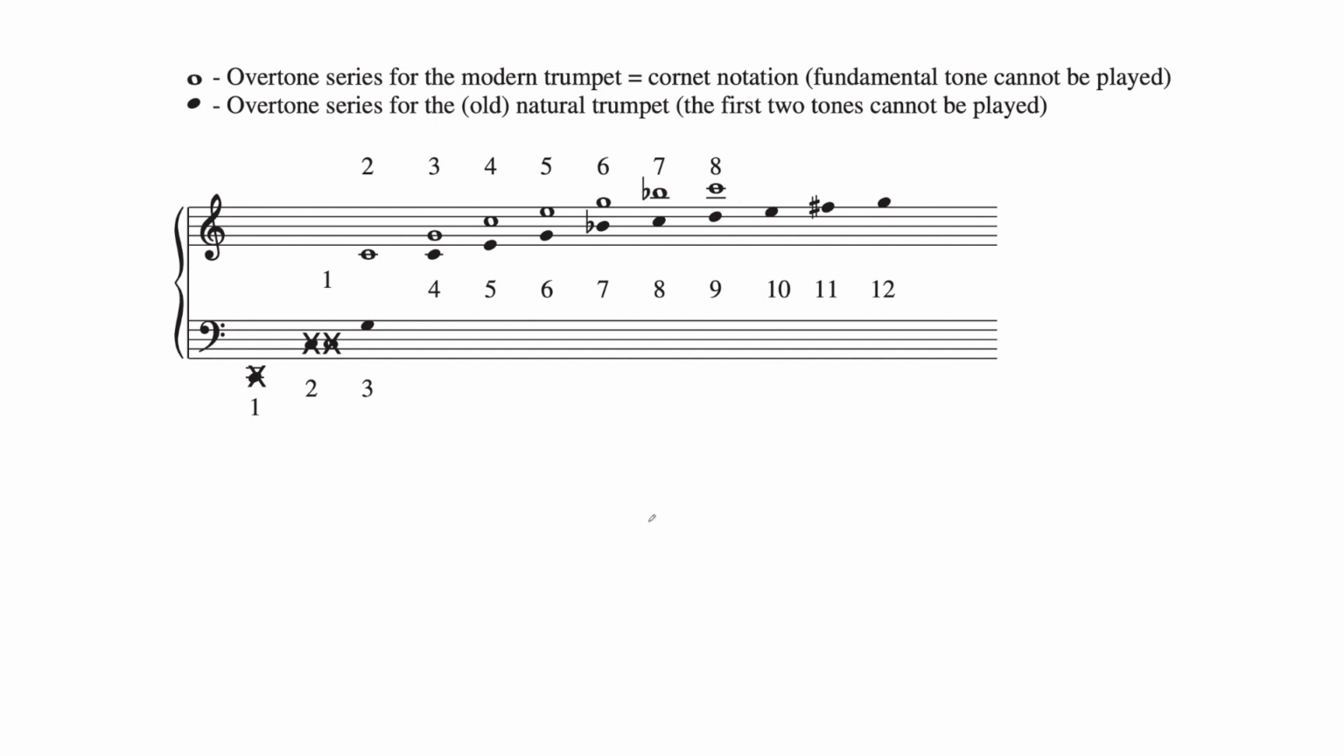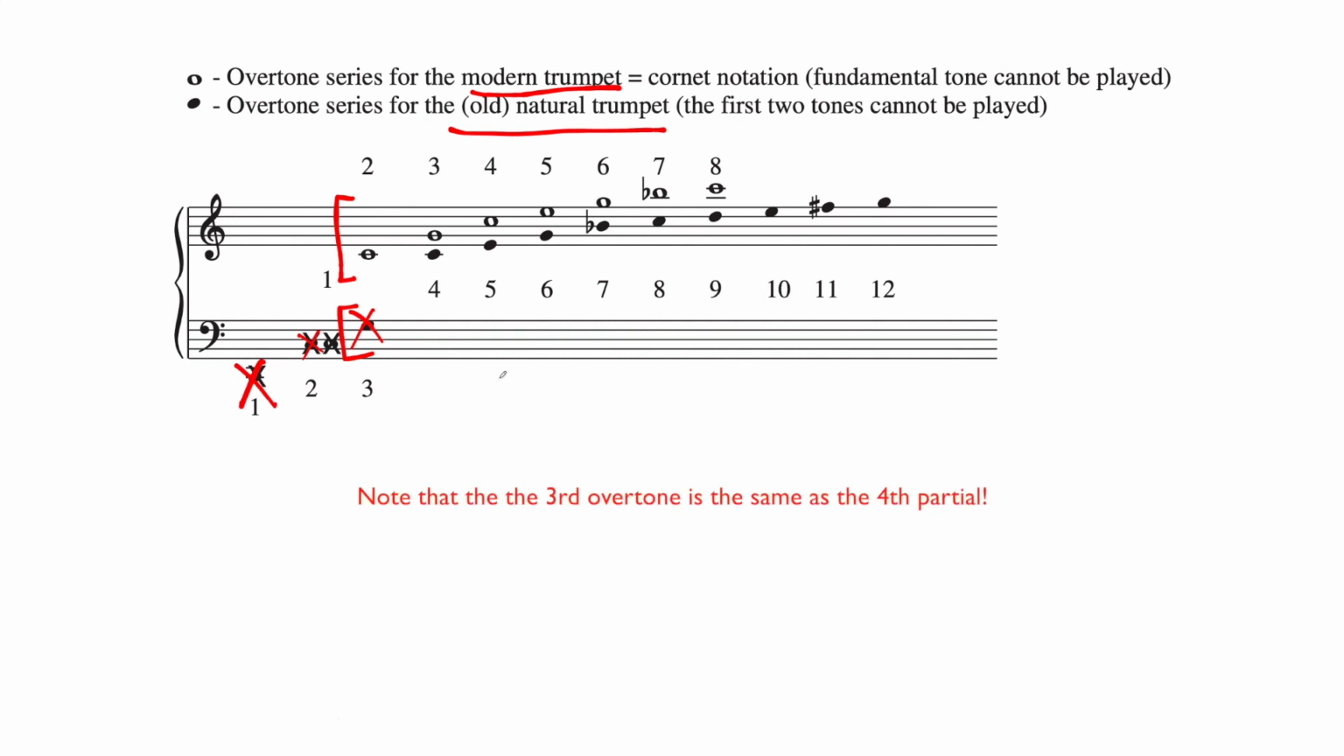The same is also true for the trumpet. You see here, this is the overtone series for the modern trumpet, and this is the overtone series for the old natural trumpet. The difference is that the modern trumpet cannot play the fundamental, also cannot play the first and second overtones. It begins with the third overtone or with the fourth partial. But the old natural trumpet can play the third partial.